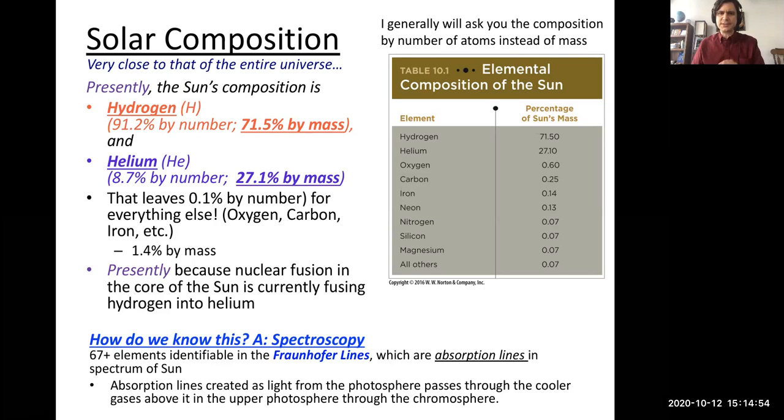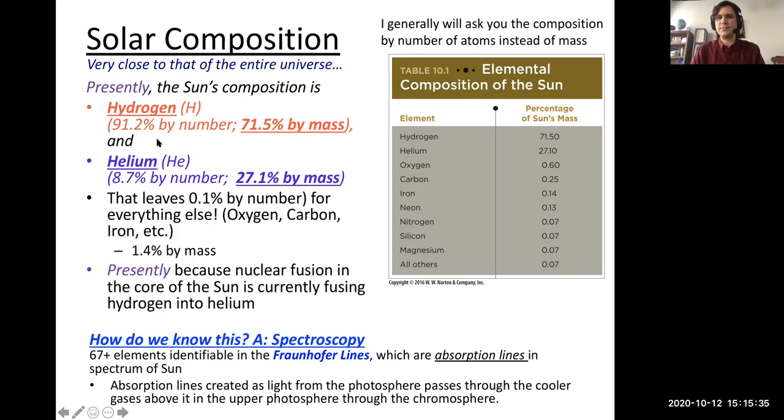And presently, the sun's composition, and I like to go by number of atoms, just count up, hey, how many hydrogen atoms do we have to how many helium atoms to how many other atoms? But you could do it by mass as well. But then you have to know what the mass of each element is, and it gets a little bit more confusing. So I like to stay simple and just count atoms. So the sun's composition by number of atoms, it's 91.2% hydrogen, element number one, created in the Big Bang. So 91.2% of the sun by number of atoms is hydrogen.